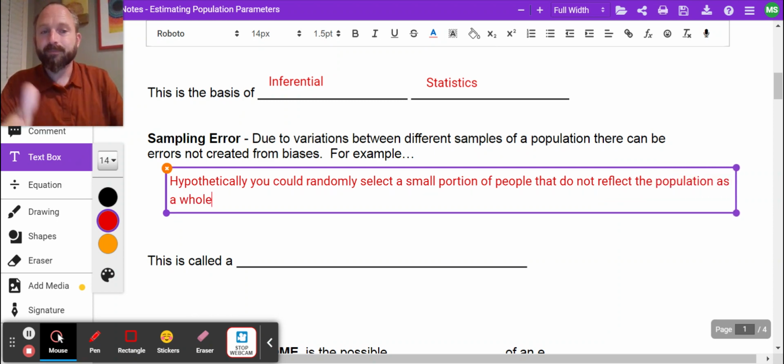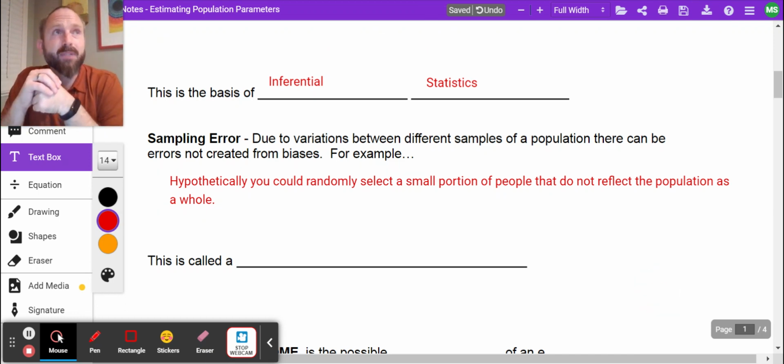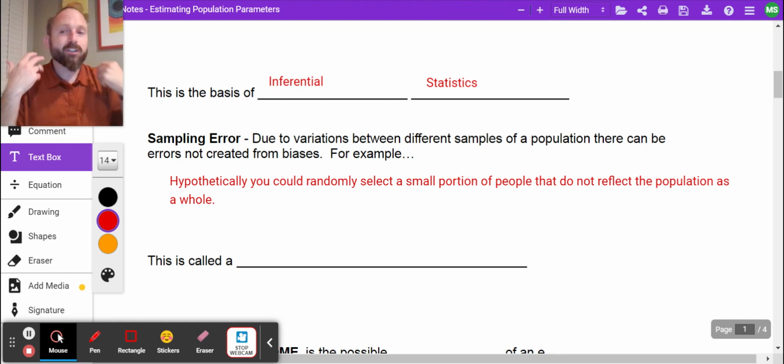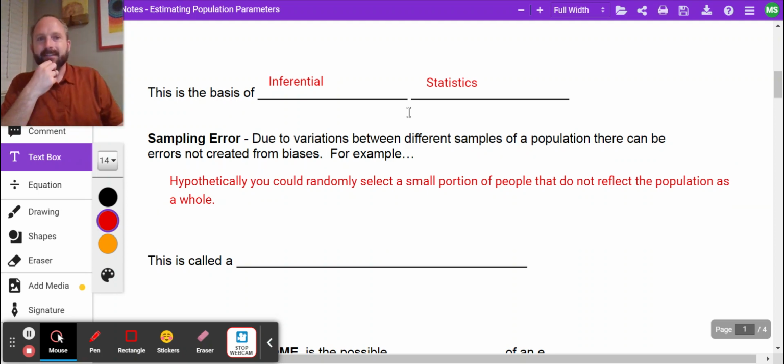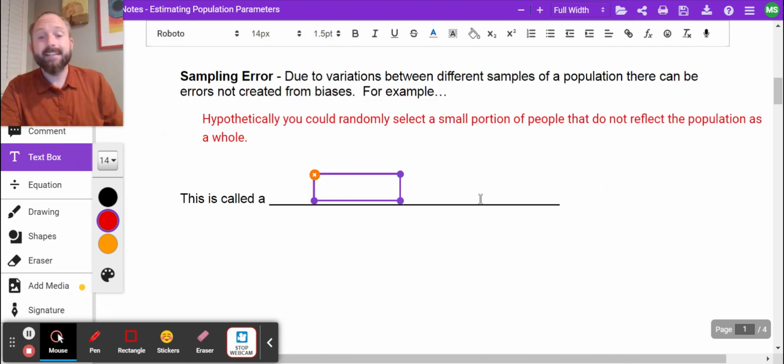as a whole. So what if you randomly selected, not the first 10, but every 10th person, asking, hey, what should our new mascot be? And every 10th person happened to be part of the cat club. Hypothetically, you didn't try to have a bias, you didn't go to the cat club, but this sampling error has occurred. So this is what we call a sampling error.